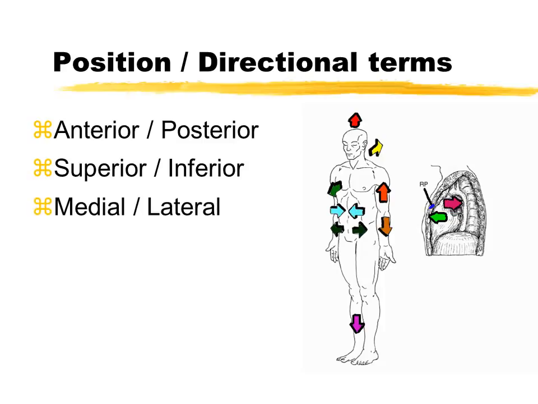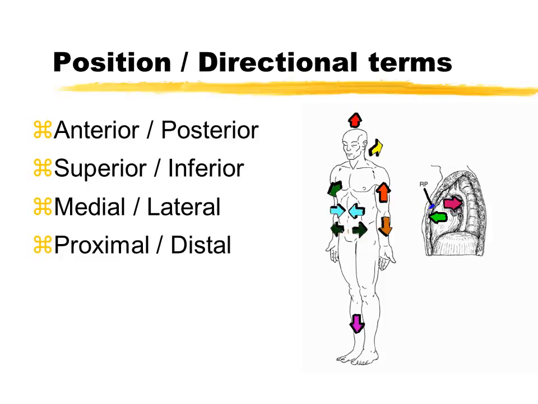Now the next pair of terms, medial and lateral. Medial are these light blue ones here. Basically it means they're closer to the median plane. So if you're looking straight up and down here and there's an imaginary line going straight down the middle of the body, those two arrows, that would be medial. These are closer to that midline, whereas these dark green arrows here are lateral. They're further away from the midline of the body.